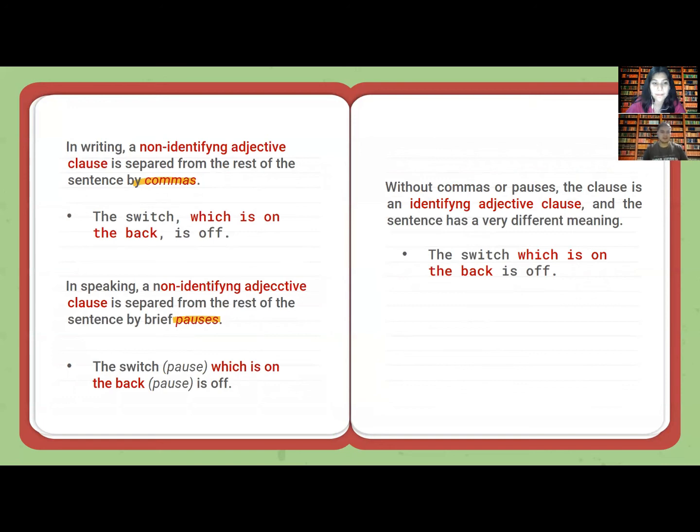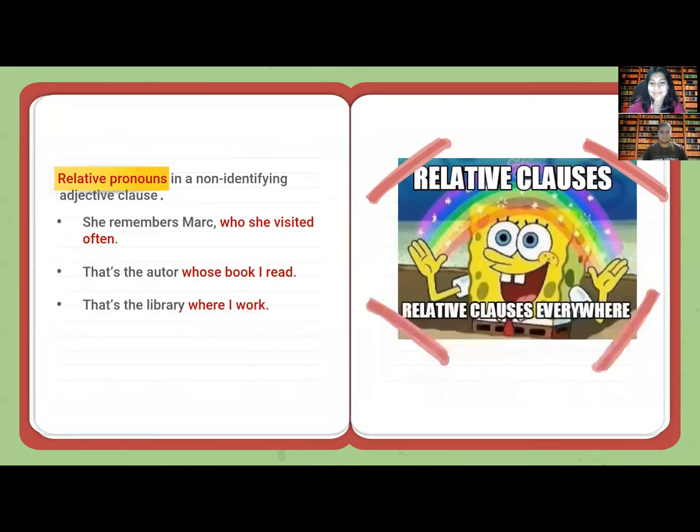In writing, a non-identifying clause is separated from the rest of the sentence by commas, and in spoken English, it's separated by short silence or brief pauses. Next, please.